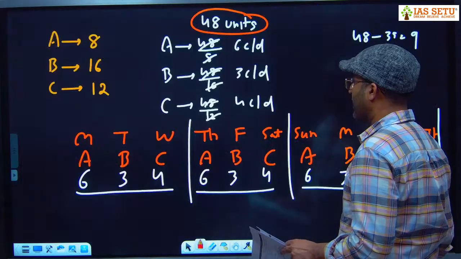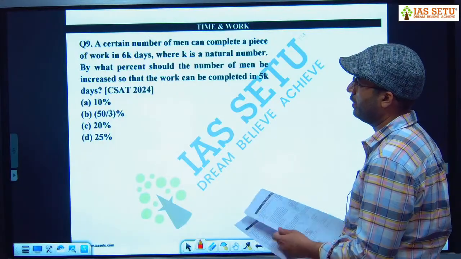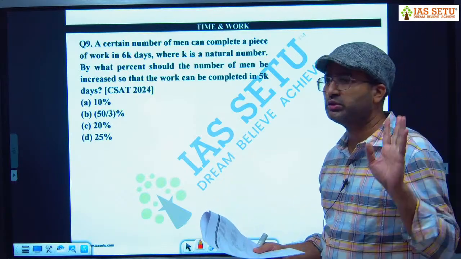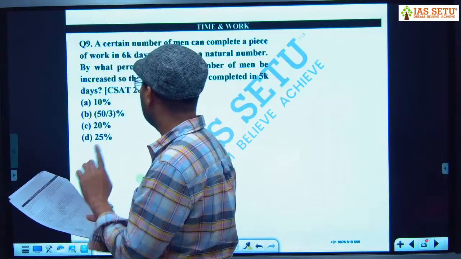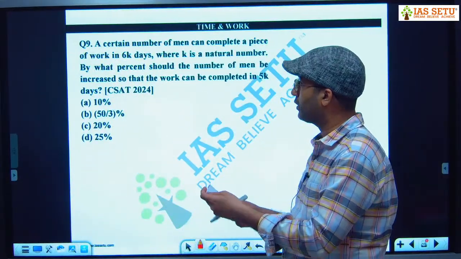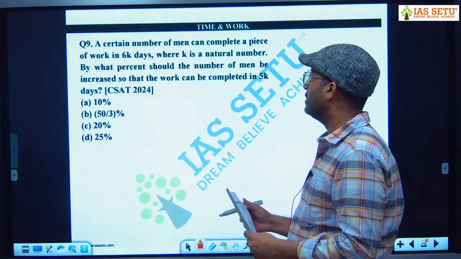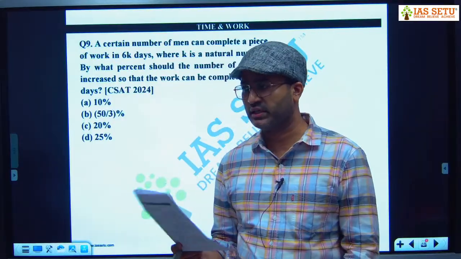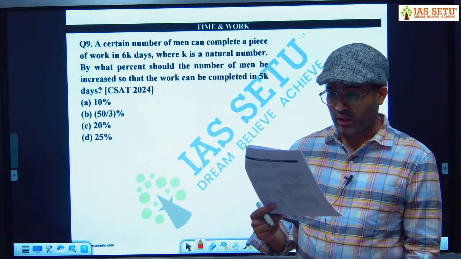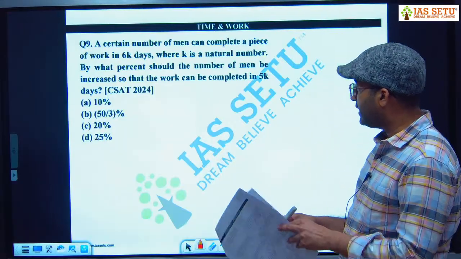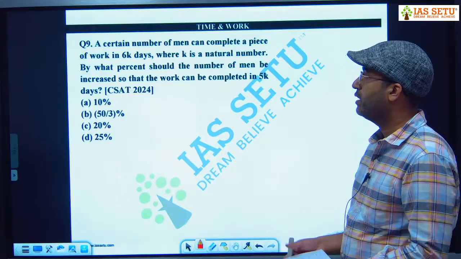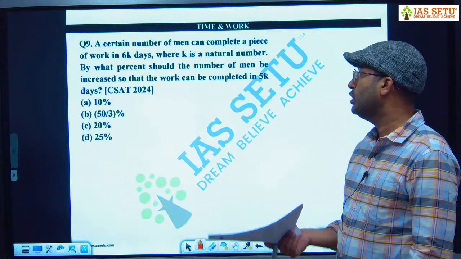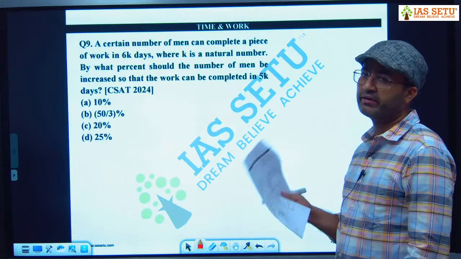Next is question number 9. 2024 में 2 क्वेश्चन पूछे हैं टाइम एंड वर्क टॉपिक से. क्वेश्चन नंबर 9 एंड क्वेश्चन नंबर 10. A certain number of men can complete a piece of work in 6K days. K एग्जामिनर ने लिखा, कुछ भी हो सकता है K, where k is a natural number. By what percent should the number of men be increased so that the work will be completed in 5k days?